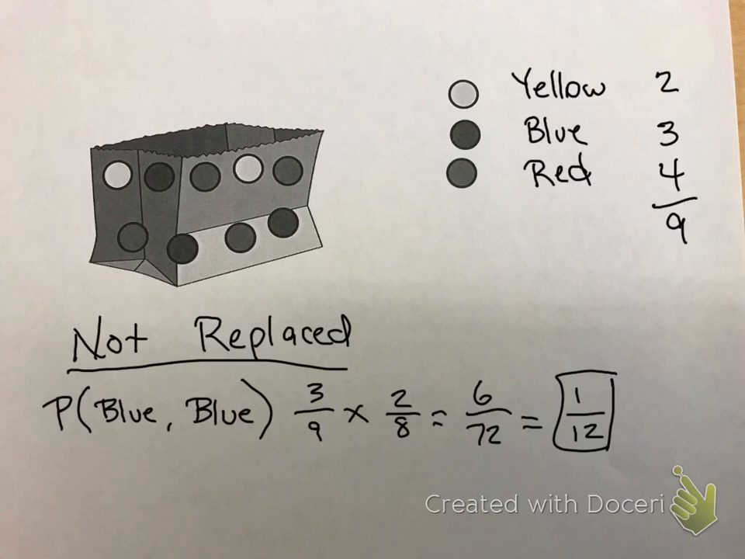So I want you to tell me the probability of us getting a yellow and then a yellow, and that is without replacing it. Bring that answer along with any questions that you may have with you to class tomorrow.